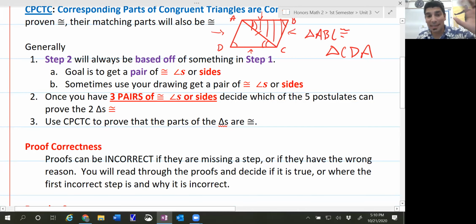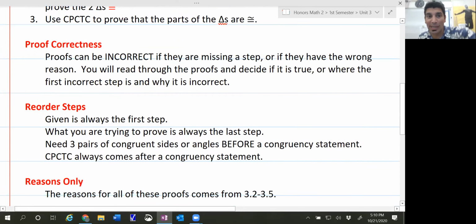Because of that, we are going to do 3 types of problems: proof correctness, reorder steps, and reasons only. For proof correctness, they are either going to be correct or incorrect. If they're incorrect, you will have to state which step was wrong and why it is wrong. Was it a wrong reason or was it a missing step? And then you're going to have to make that decision.